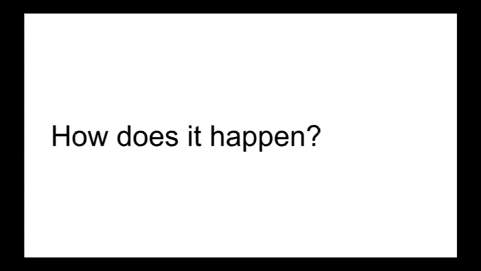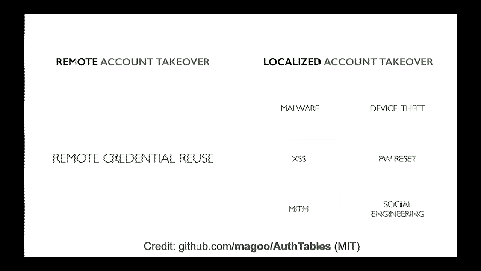But first, how do account takeover attacks happen? There's quite a few ways. A guy called Ryan McGeehan, called Magoo, has created a framework called auth tables, which we'll come to soon. And he's split the account takeover threat into 2 halves. So there's the localized account takeover, which is when something's happened to your device, your laptop or your PC or your browser. There's a piece of malware that's stealing cookies.